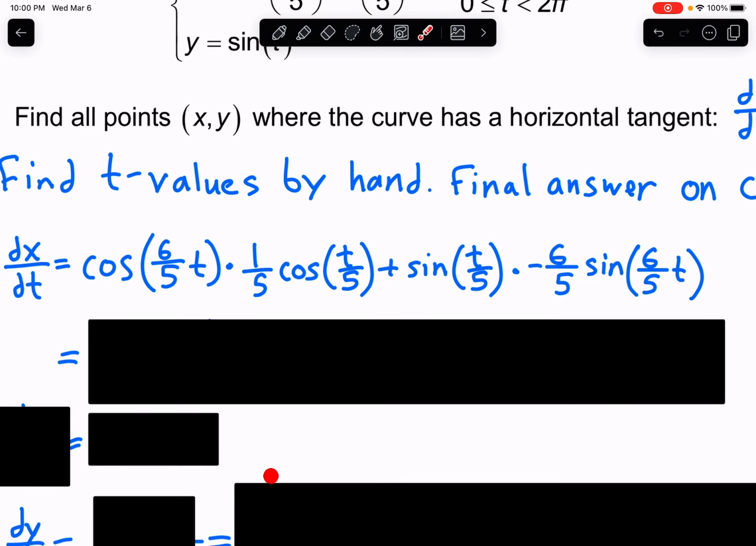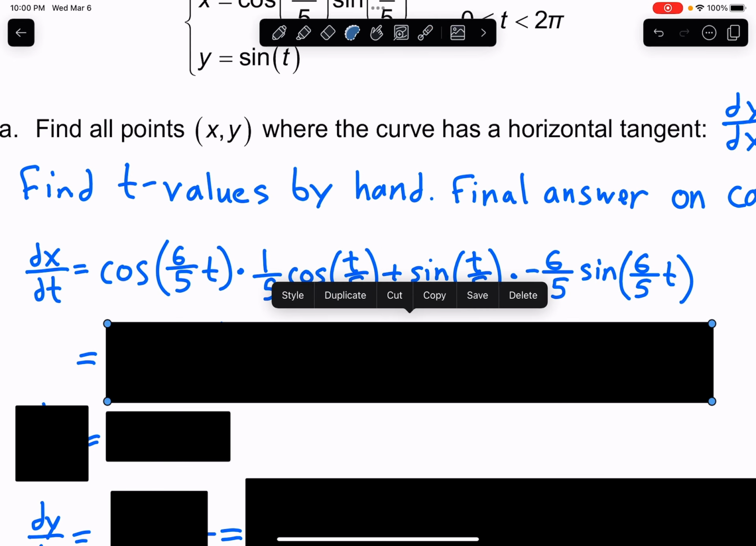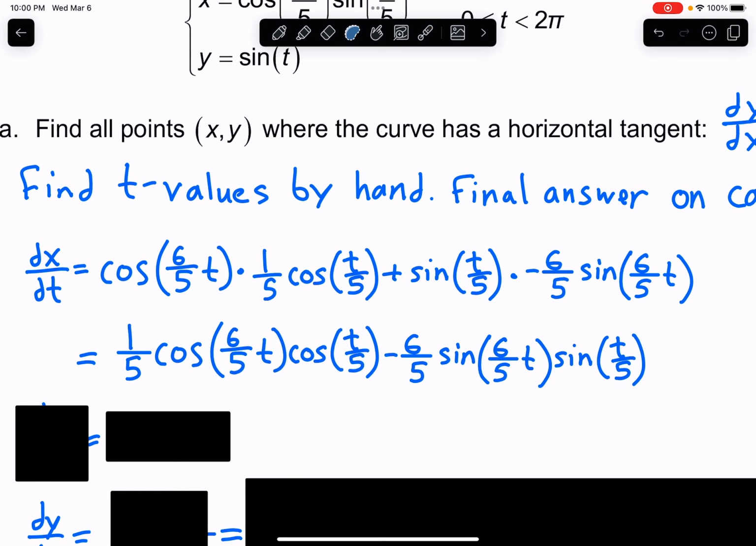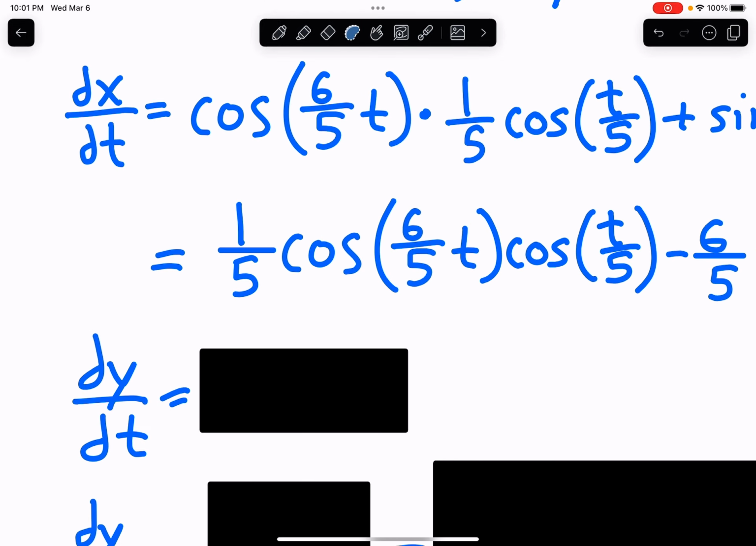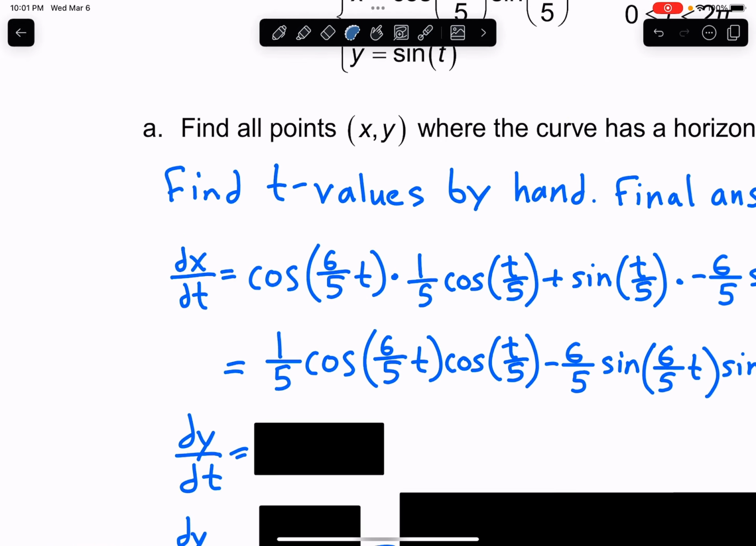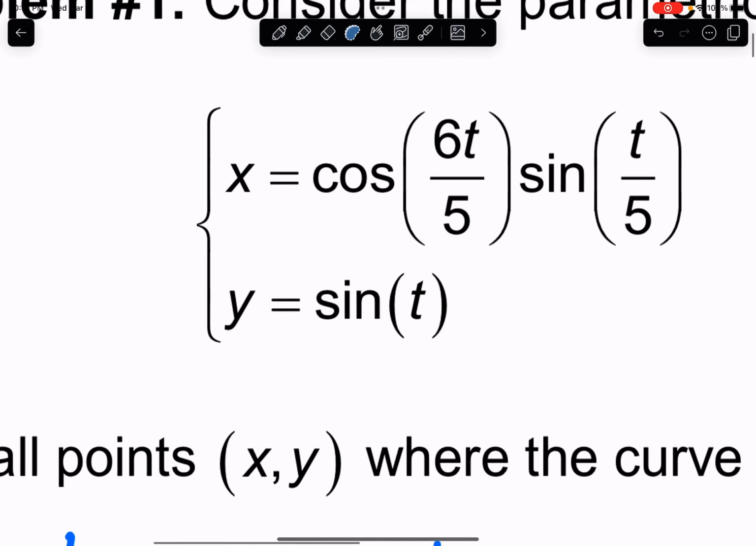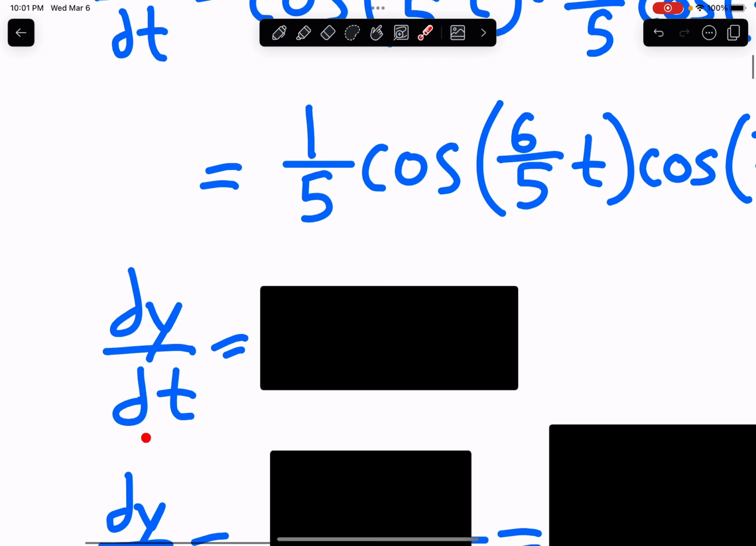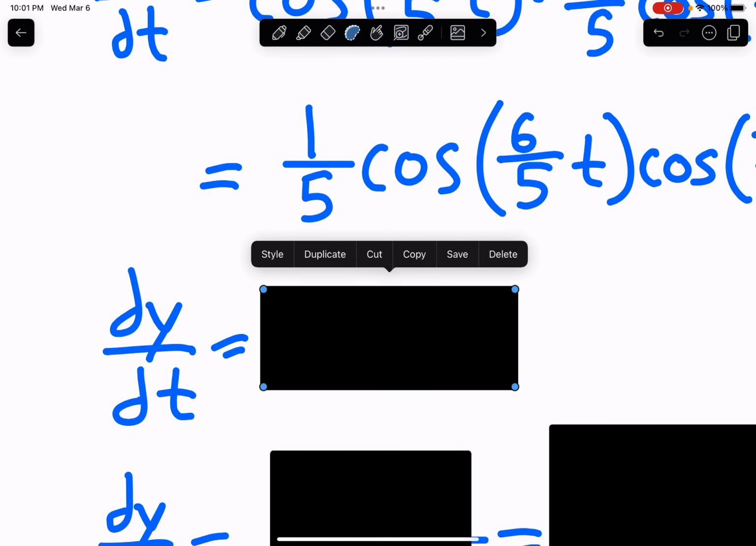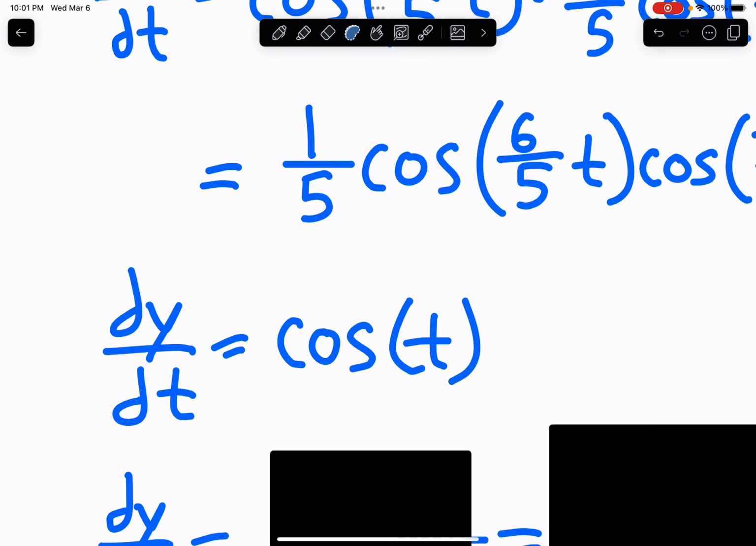And so I'm just going to go ahead and rewrite this. I like to put my coefficients in front. Okay, I'm a little picky that way. But that's my dx dt. Now, I need to go ahead and find dy dt. Okay, dy dt is going to be a lot easier because y of t is just sine of t, right? And so what is the derivative of that with respect to t? We are going to get cosine of t.